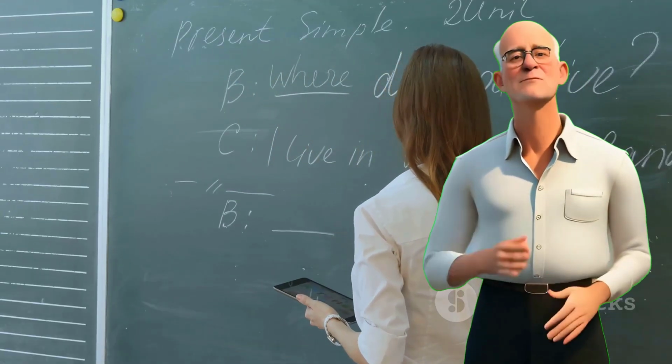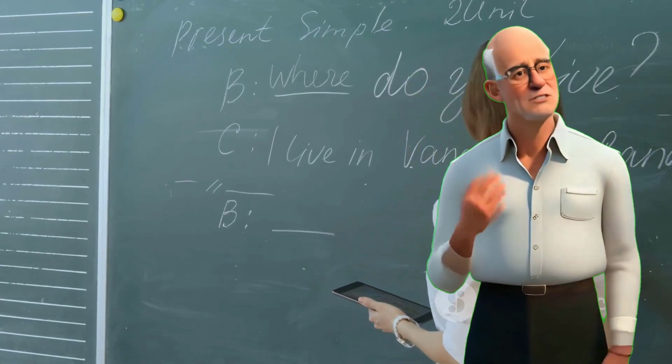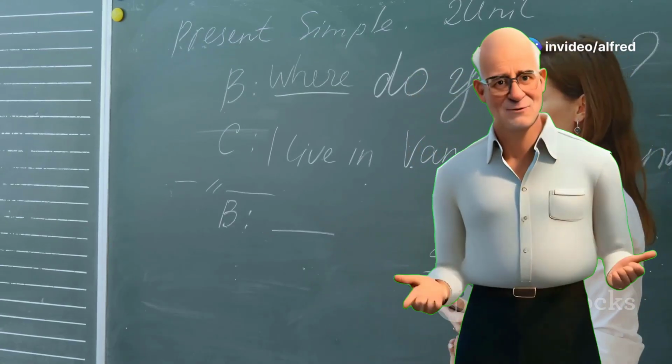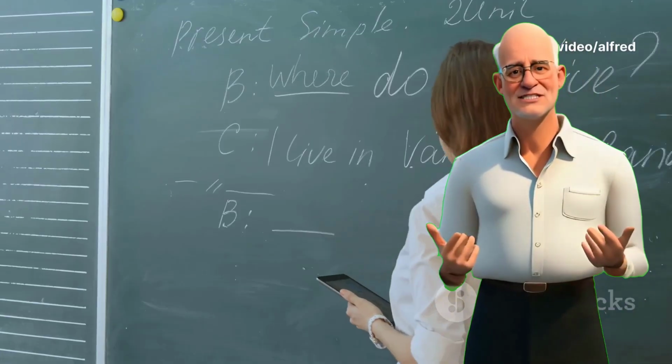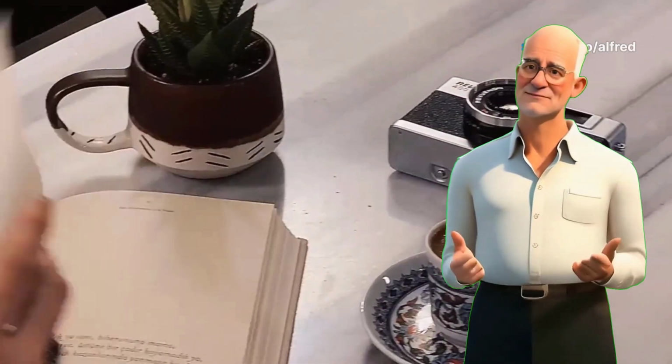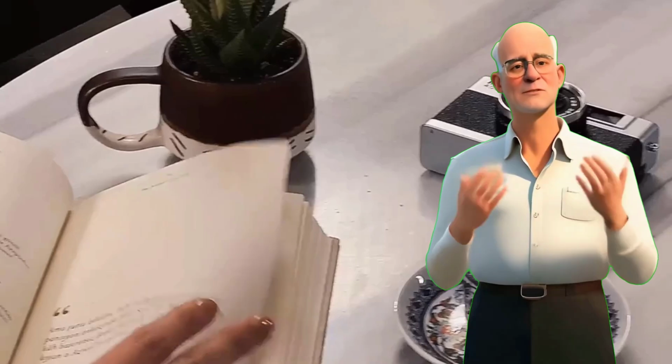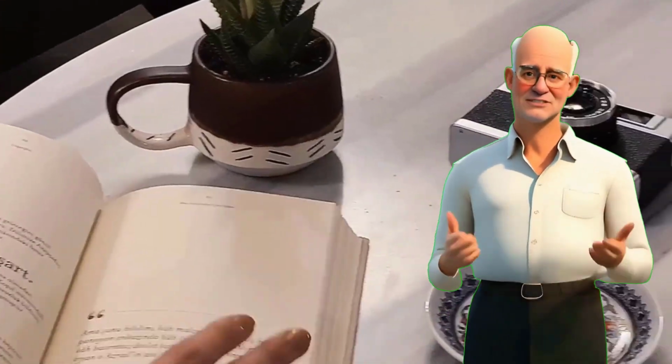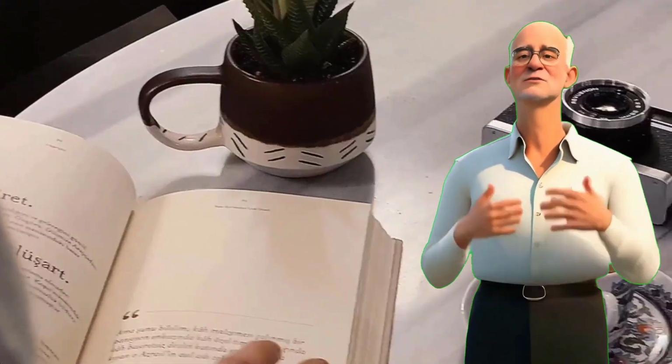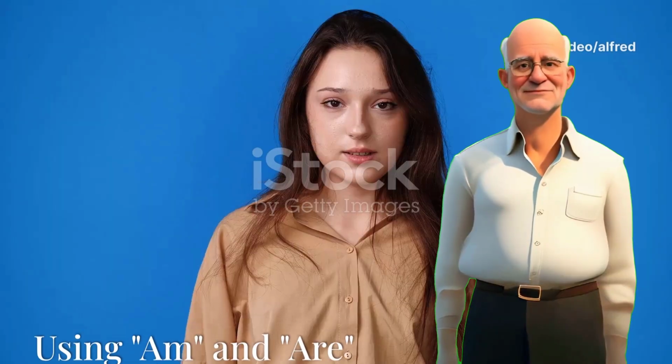Here are more examples. The cat is black. She is a teacher. In each case, we are talking about one cat and one teacher. The book is on the table. Notice how we use is to describe the location of one book. This helps us clearly communicate that there is only one book on the table.